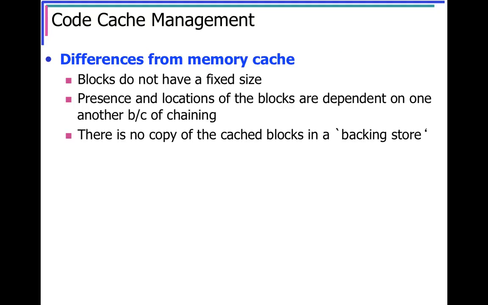A code cache is different from a memory cache, but they both sit in memory. The key difference is that the code cache has a fixed size. The other key difference is that there's no backing store as in memory caches.